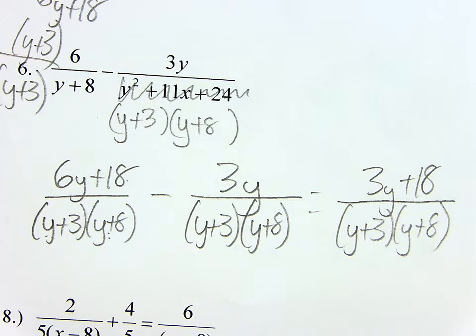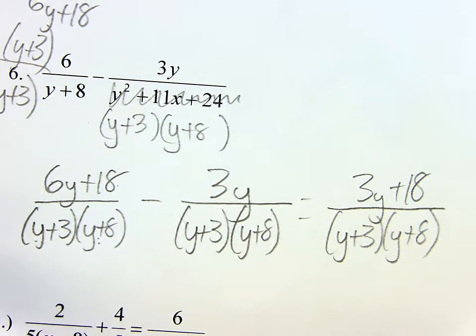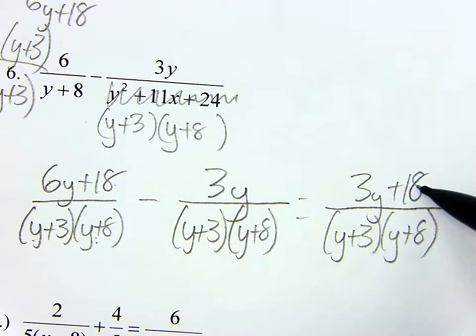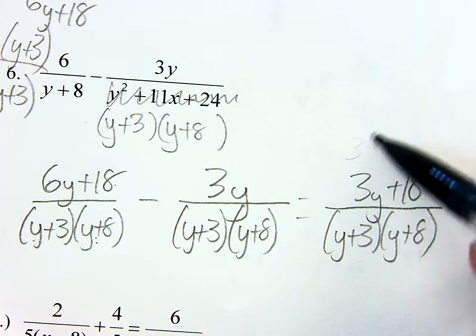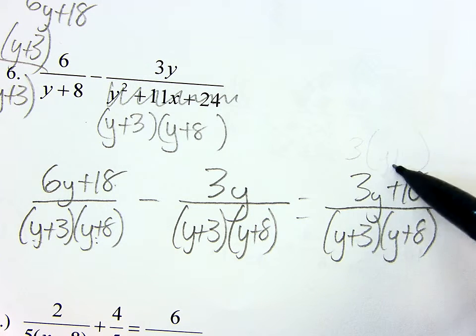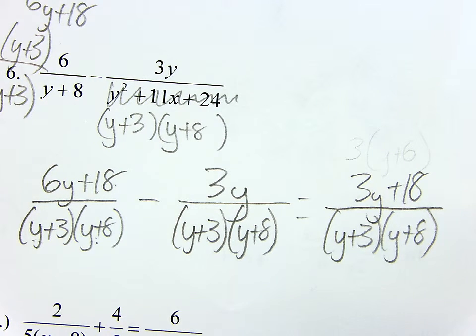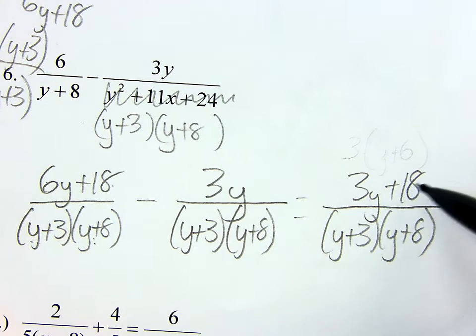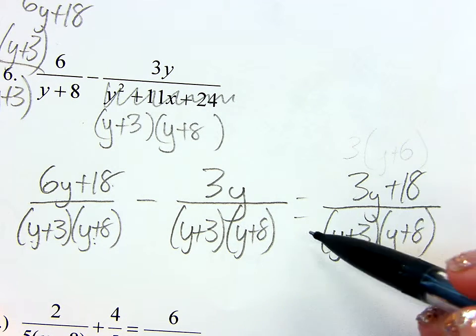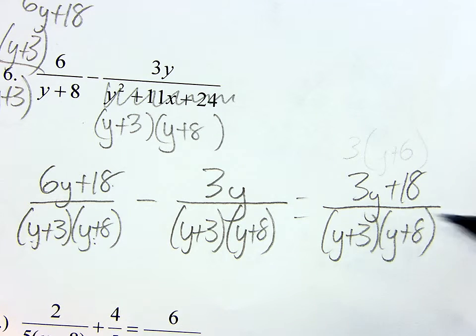Am I done? Nope. Maybe, maybe not, because I can factor a 3 out of the numerator. If I factor out a 3, what's left behind? Y plus 6. Now that doesn't cancel with anything on the bottom, so I actually don't have to do it. But you don't know if it's going to cancel until you at least check real quick in your head, right? If I pull out a 3, I can't cancel a 3 with anything down there, and I don't have a y plus 6 down here to cancel it with.